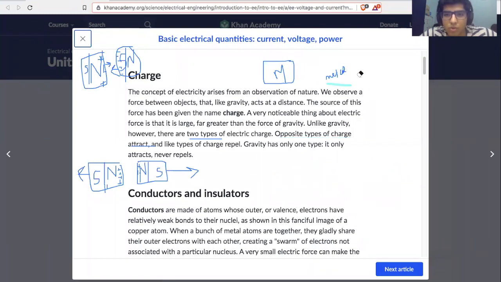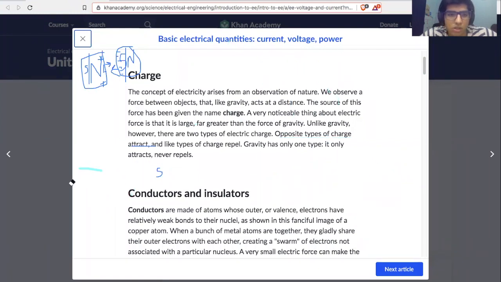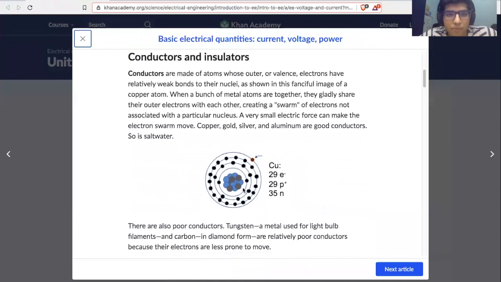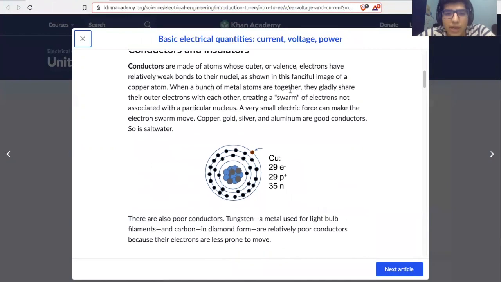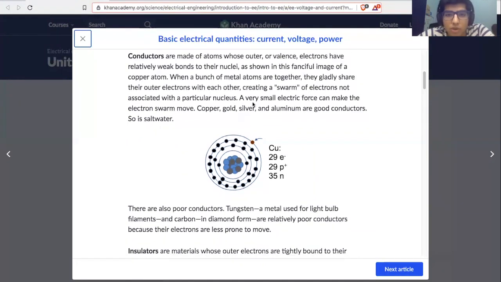Cool. So now that we know about charges, we can talk about conductors and insulators. So conductors are made of atoms whose outer or valence electrons have relatively weak bonds to their nuclei, as shown in the image below. When a bunch of metal atoms are together, they gladly share their outer electrons with each other, creating a swarm of electrons, not associated with any particular atom. A very small electric force can make the electron swarm move. Copper, gold, silver, aluminum are good conductors, so is seawater.